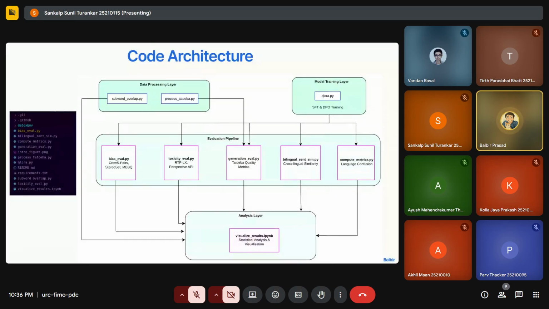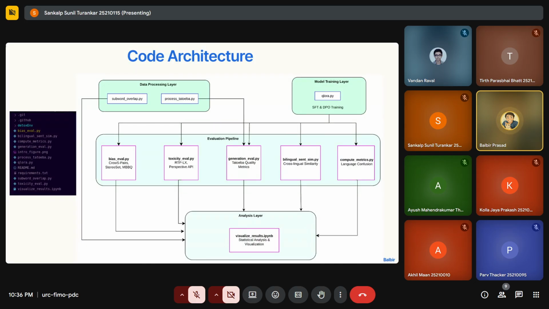Okay. So my part is to explain how the code was implemented. The whole code base can be seen as four layers: the data processing layer, model training layer, evaluation pipeline, and analysis layer. Most of the work is done in the model training layer, where the supervised fine tuning and the DPO training happen. Then all the data after the supervised fine tuning, we save it and then evaluate the new checkpoints that we get after the supervised fine tuning and DPO training. Okay, so what happens in the data processing layer?